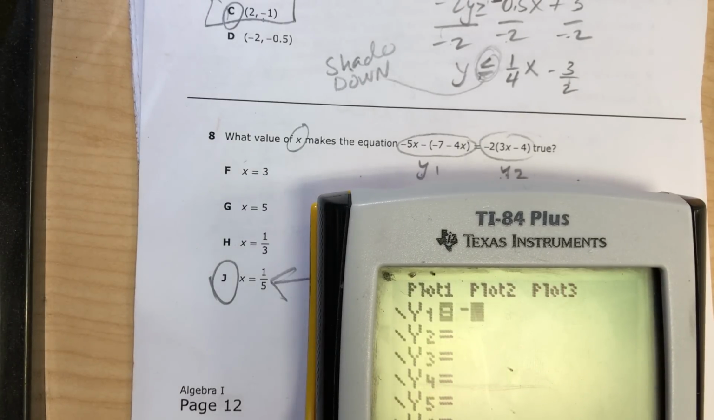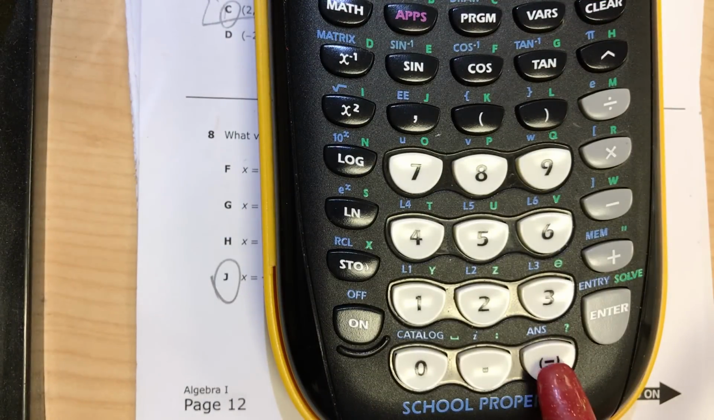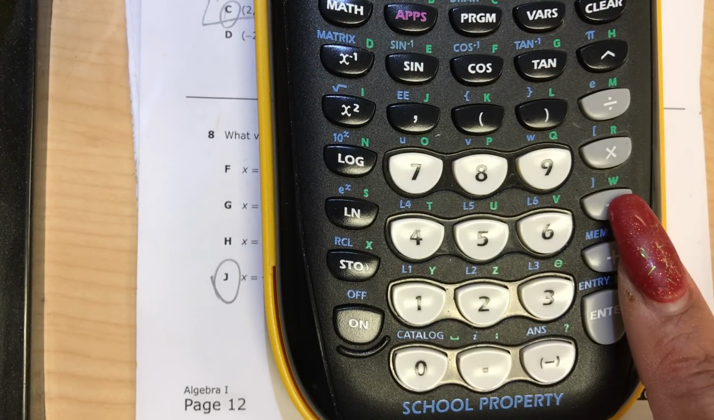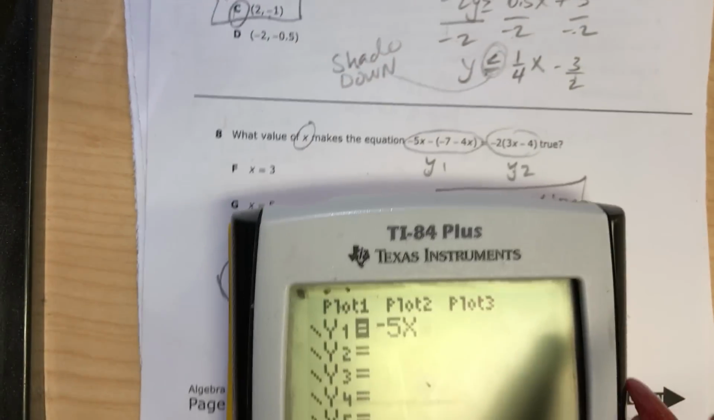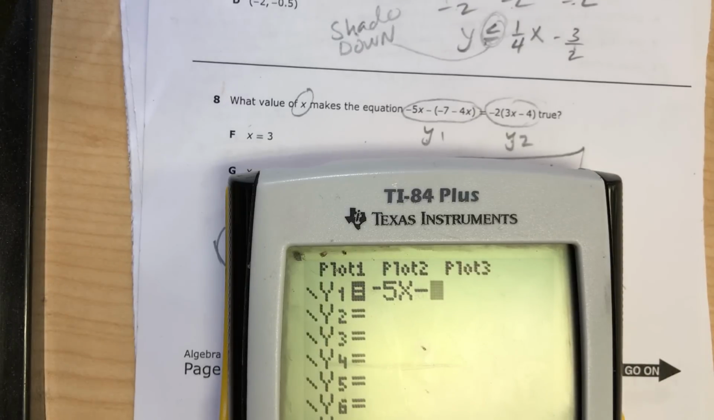And you type in -5x. Be careful, that should be a negative, not a minus sign. So you use this button, not that one, when you type in the -5. So -5 minus, open parentheses, -7, and you notice how the negative sign is smaller than the minus sign. Okay, good. Minus 4x, close it, come down and put in -2, parentheses, 3x minus 4.